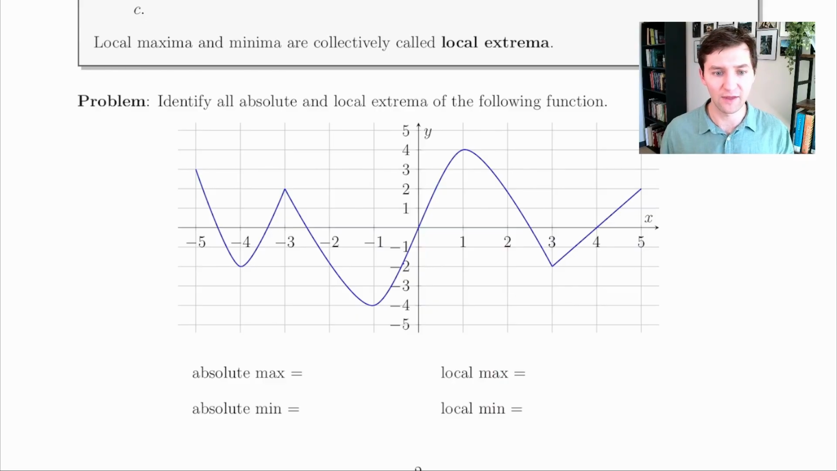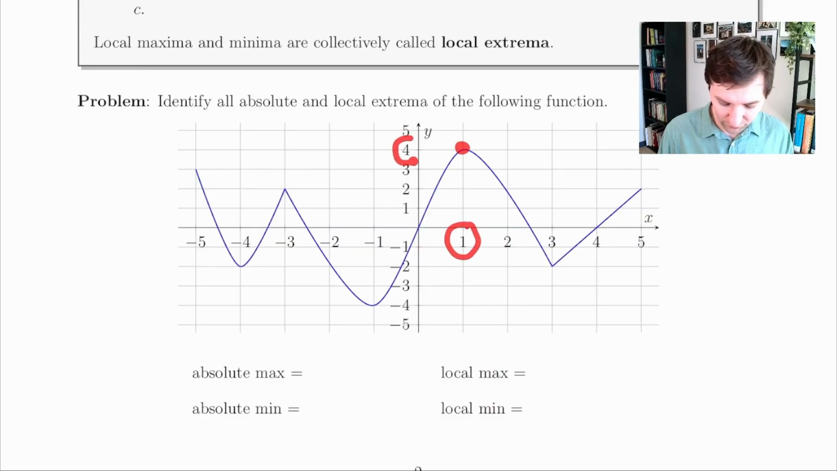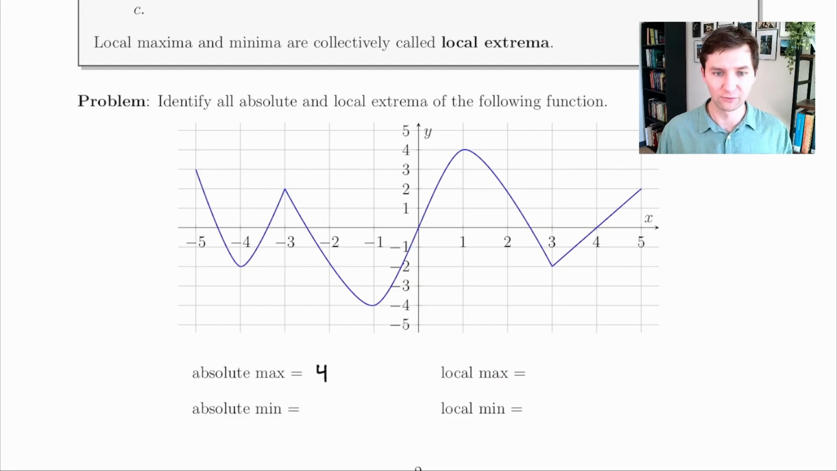I will start with absolute maxima and absolute minima. Absolute maximum is the largest value the function takes, and I believe that value is right here. It occurs at 1 and it equals 4. Absolute maximum of this function is 4. Absolute minimum is the lowest value of this function. I believe it occurs at -1 and equals -4.